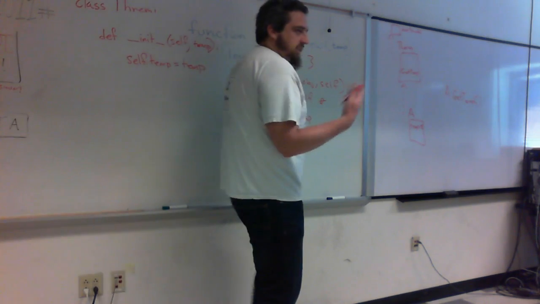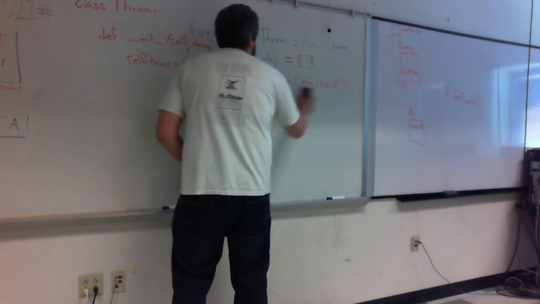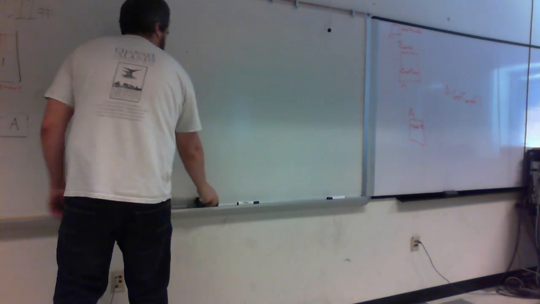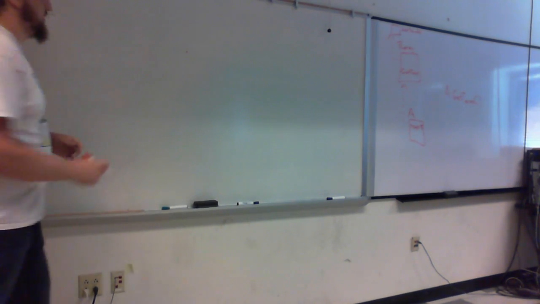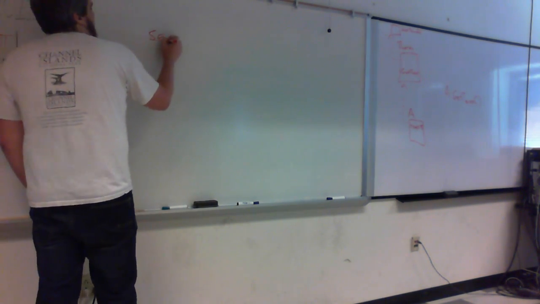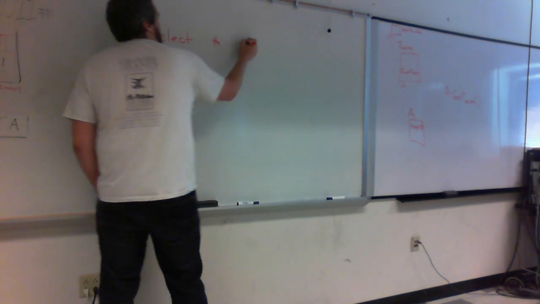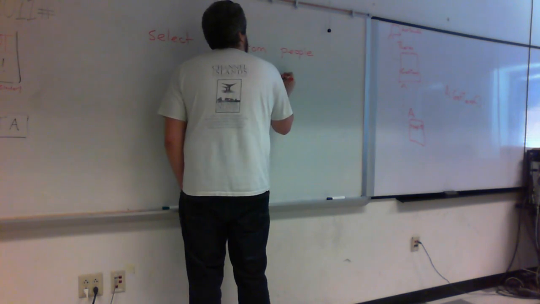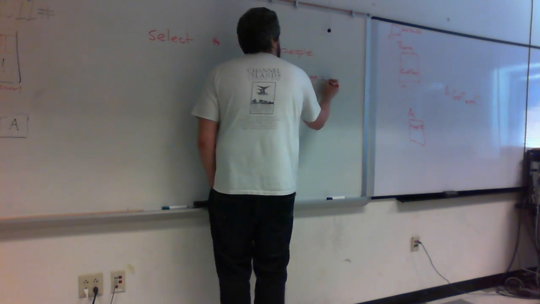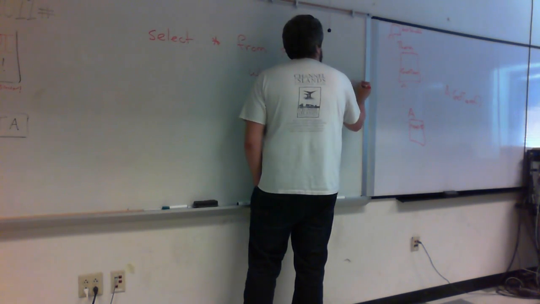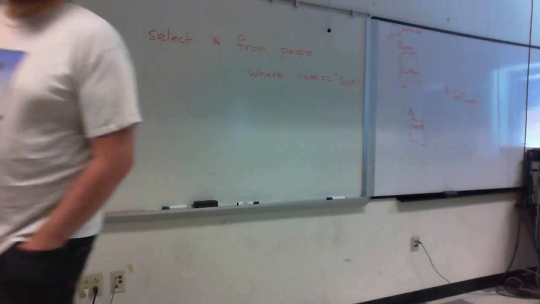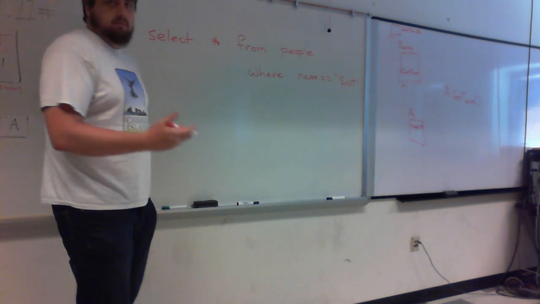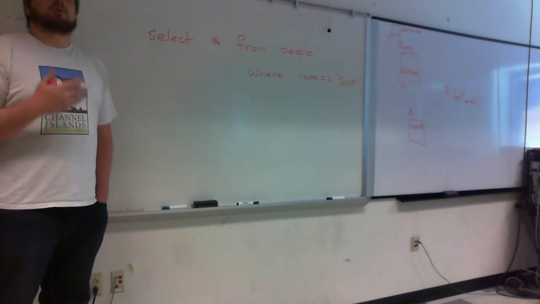So let me give an example of a declarative language statement. A declarative language statement is SQL. I'm going to use SQL because it's most common. We can say something like this: select star from people where name equals Scott. That's a SQL statement. So this does not tell you how to get the information. It just tells you what information you want.